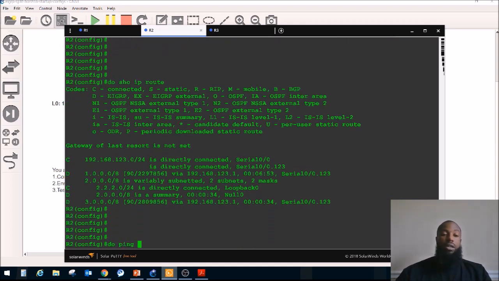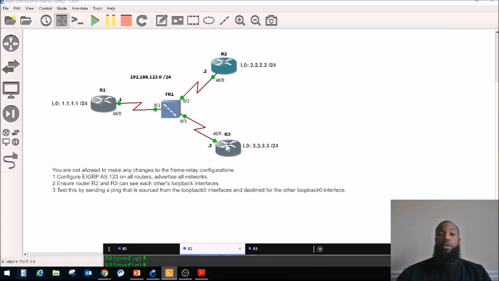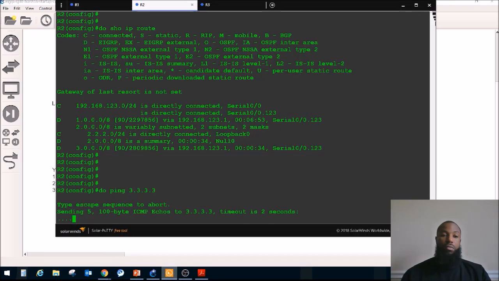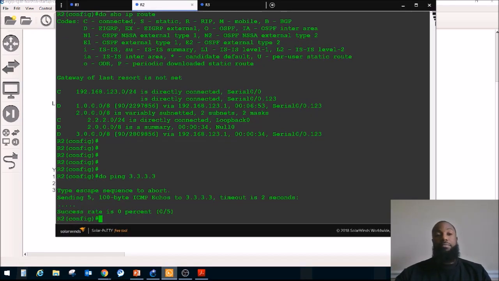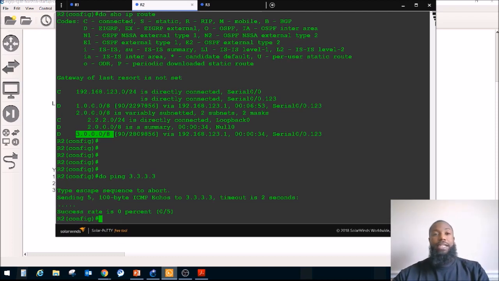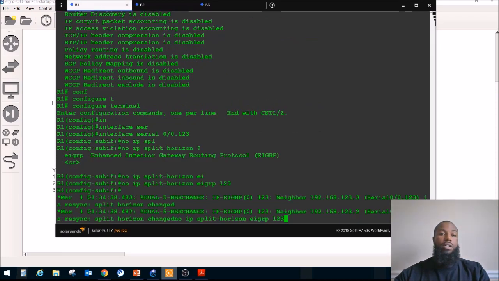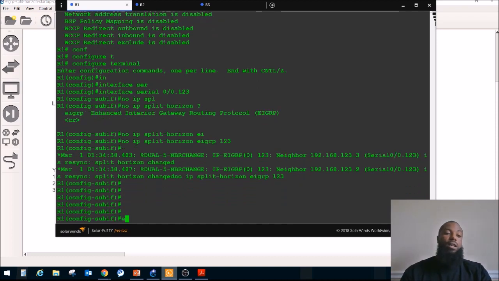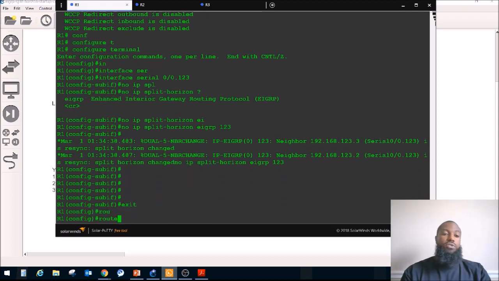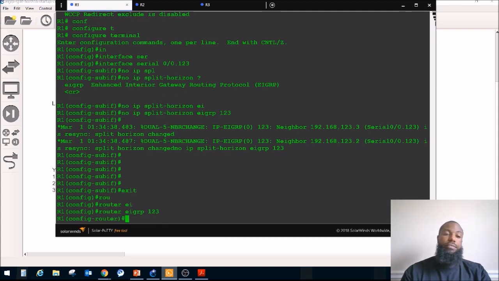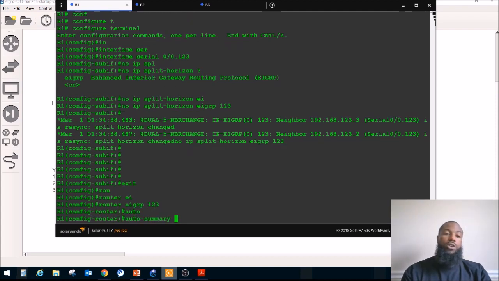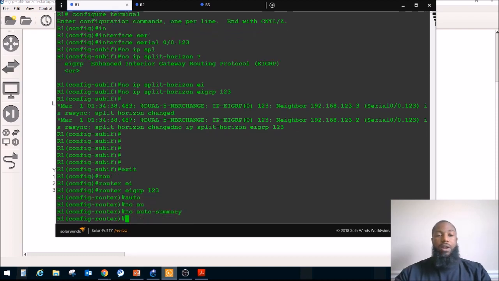Do ping 3.3.3.3, right? That was the quadruple 3. So basically we have router 2 ping router 3's loopback address. Oh, you know what? It's not working. There goes another mistake right there. I'm auto summarizing. That could be an issue right there. So let's make sure we're not auto summarizing. Let's go back to router EIGRP 123, no auto-summary, and let's copy that on all the other routers.